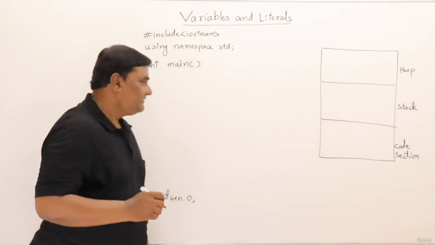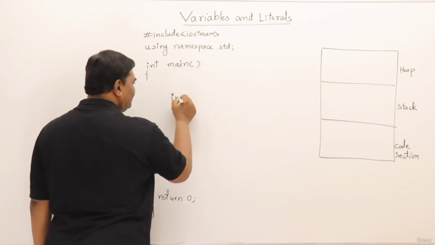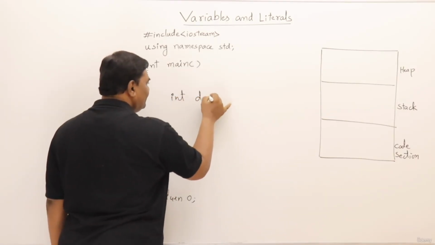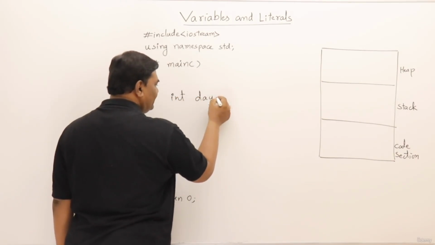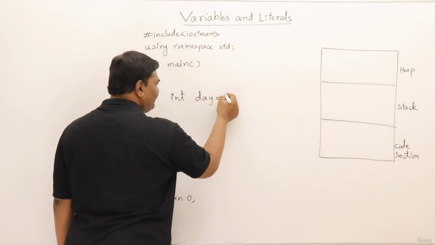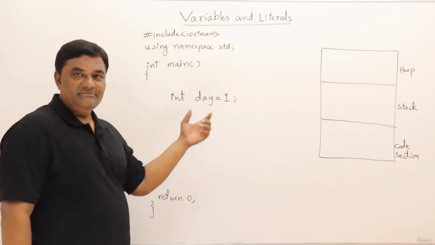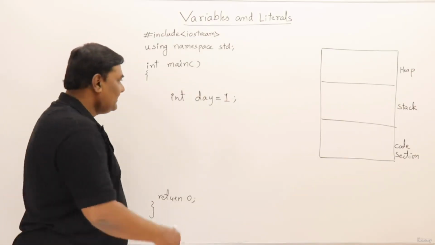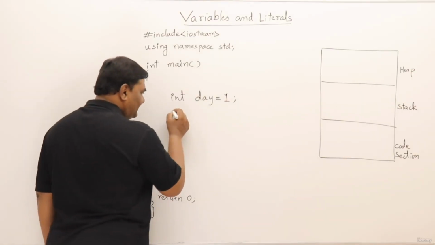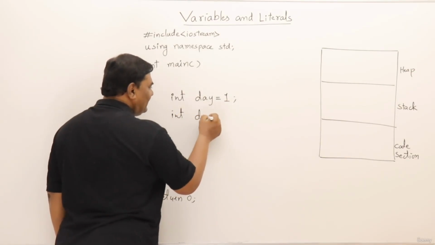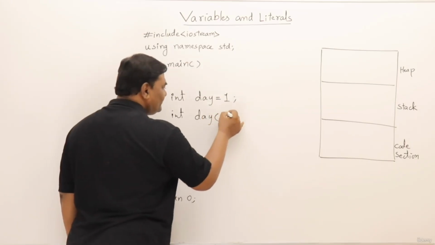What are the ways? I am declaring a variable to store the day number. What is the day of a week? Suppose it is the first day of a week, 1. This is one method of assigning. And the same thing, I will write once again. I can assign it like this also.